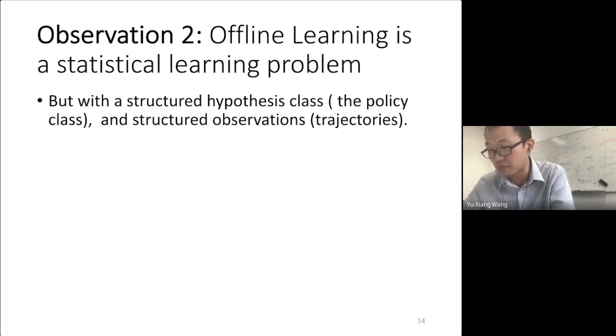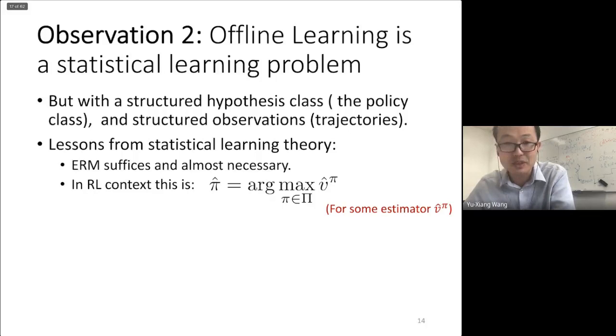So borrowing the lessons from statistical learning theory, we know that empirical risk minimization is almost sufficient and necessary to efficiently learn any learnable problem. So maybe we want to replicate the same thing for reinforcement learning. Can we do empirical risk minimization? Then the first bump that we run into is that we need to define some OPE estimator in order to do empirical risk minimization.